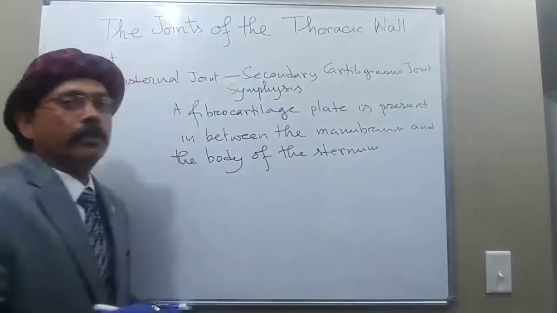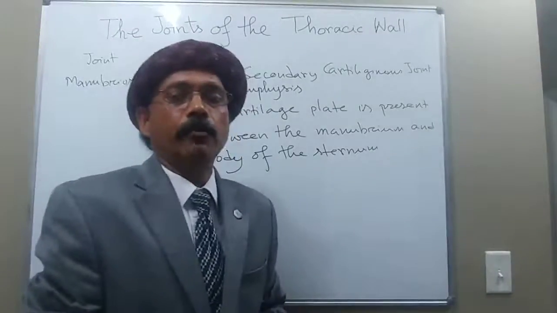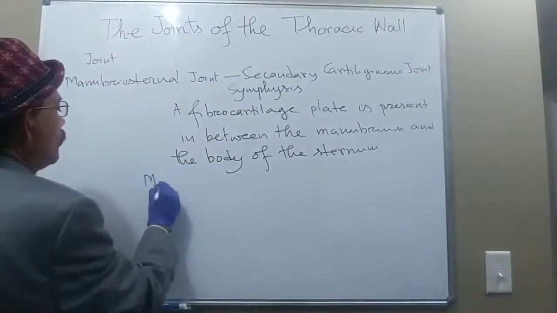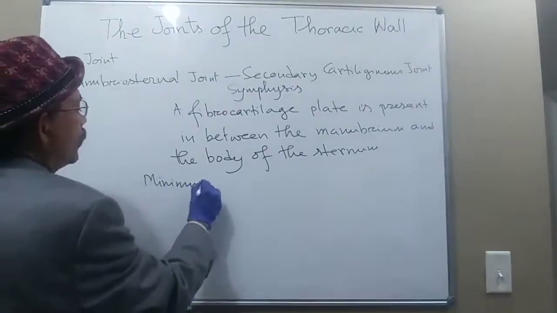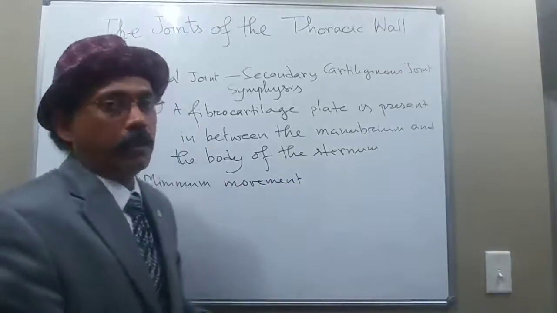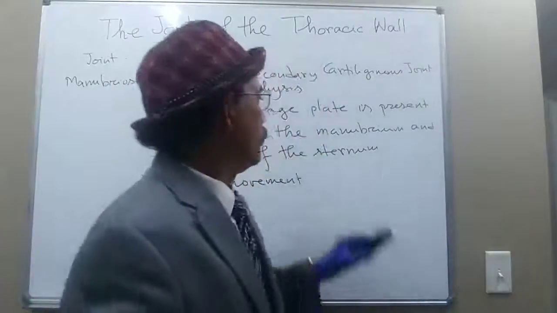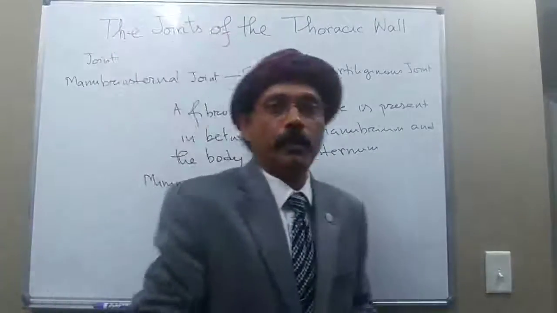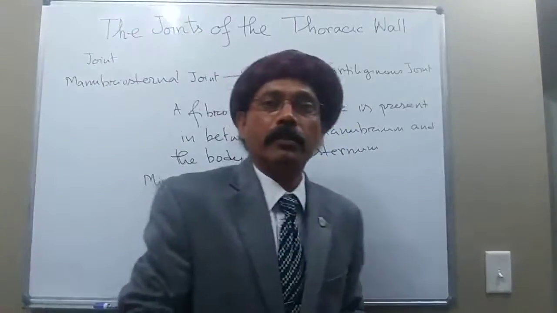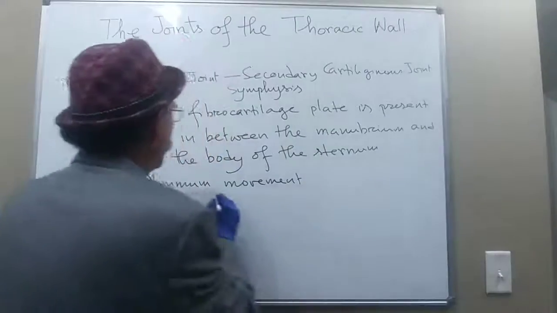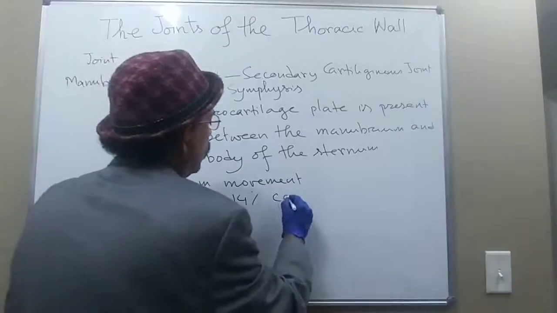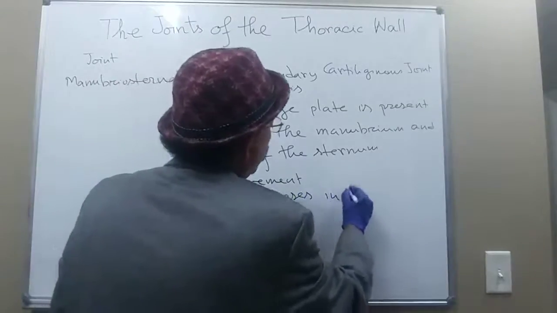Is there any movement here? We have very minimal movement. Anterior-posterior movement is possible. This joint should have a fibrocartilage plate in between, but in around 10 to 14% of cases there may be synostosis in later life.